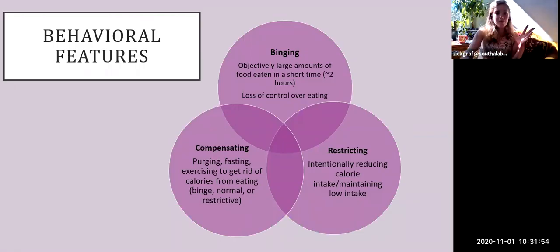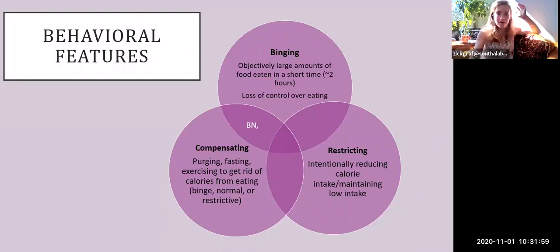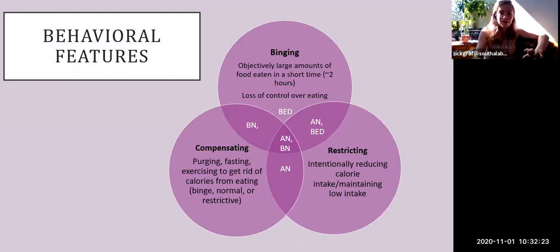So another way of thinking about defining the 3 eating disorders by their behavioral features is that the disorder that involves both binging and compensating is bulimia nervosa. The disorder that involves only binging is binge eating disorder. Anorexia nervosa and binge eating disorder can both involve binging and restricting without compensation. Anorexia can involve both restricting and compensating. And anorexia and bulimia nervosa can involve all 3: binging, restricting, and compensating.